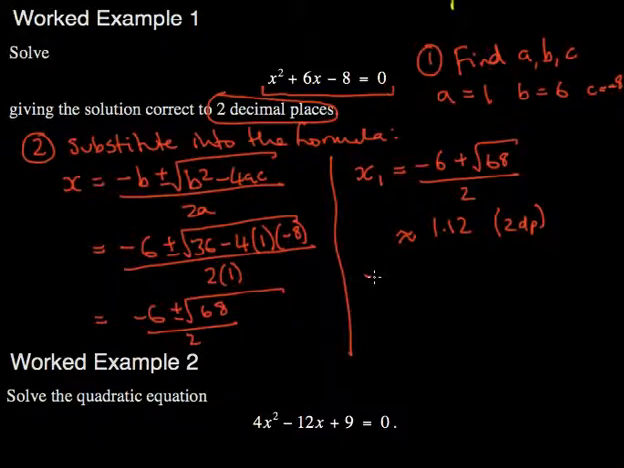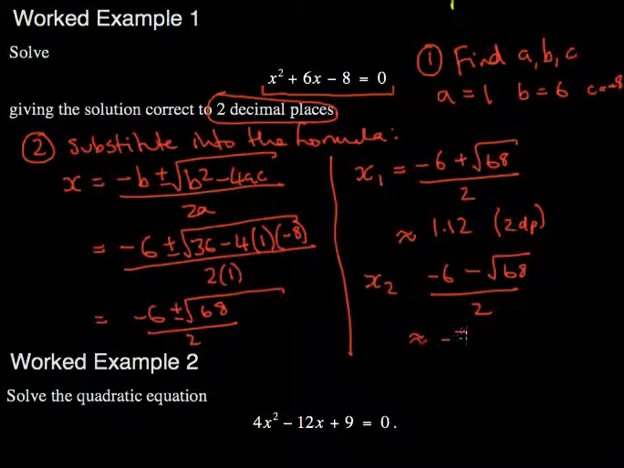So that's x1, and x2 is doing the same thing as we did before, but with a minus here. So that's going to be minus 6 minus root 68 all over 2, and that is approximately minus 7.12 to 2 decimal places. Actually, what I should have done is done the x1 with a negative and the x2 with a positive, because then the x1 is less than the x2. So I'm going to change that to an x2 with a plus and an x1 with a minus. Okay, let's have a look at the next video and the next example.